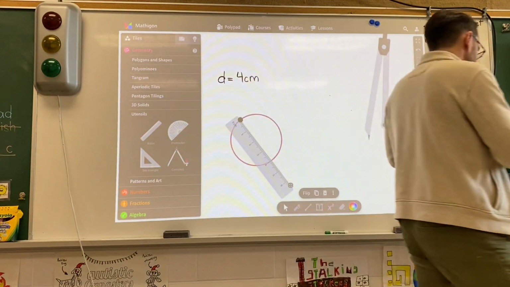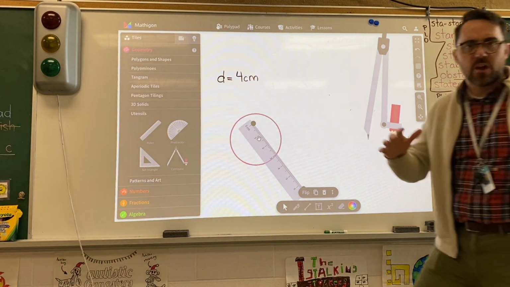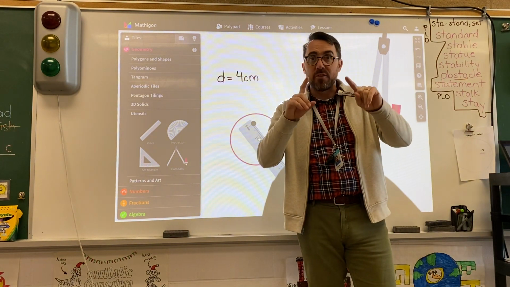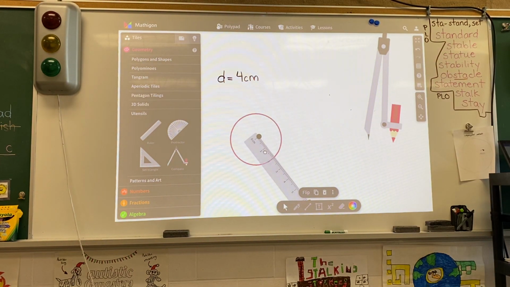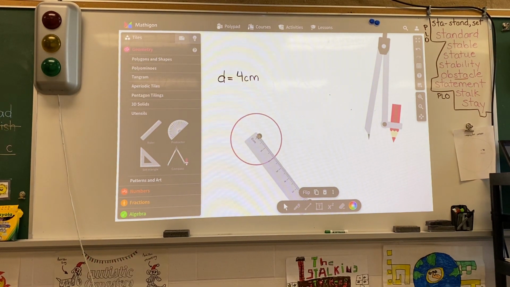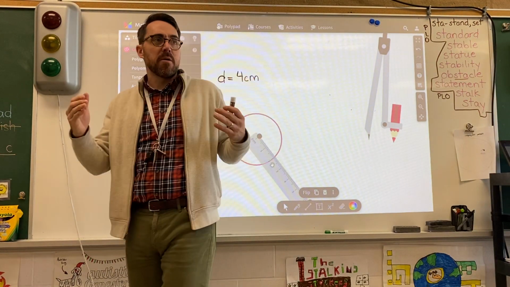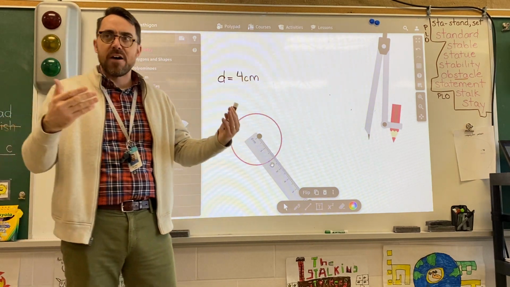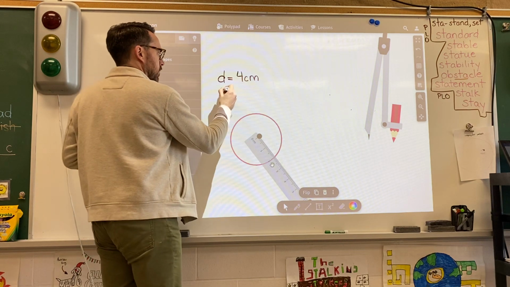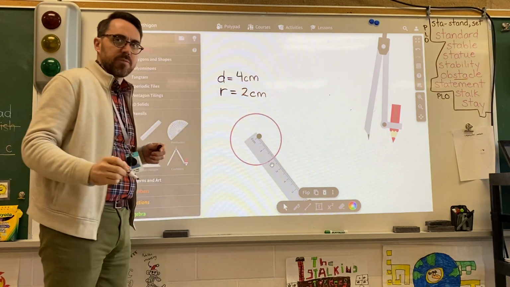So I position my ruler. I'd find the exact middle, which is pretty challenging a lot of the time, but there's an easy way of finding radius. I'll tell you in a minute. In this case, it clicks in place on Polypad, so it's nice and easy. And of course, it's 2, because if the diameter is 4 and radius is halfway across, half of 4 is 2. We use R to show radius, and it's 2 centimeters.